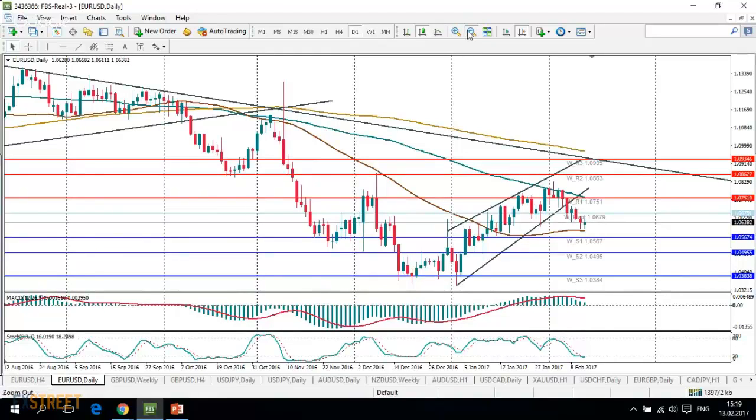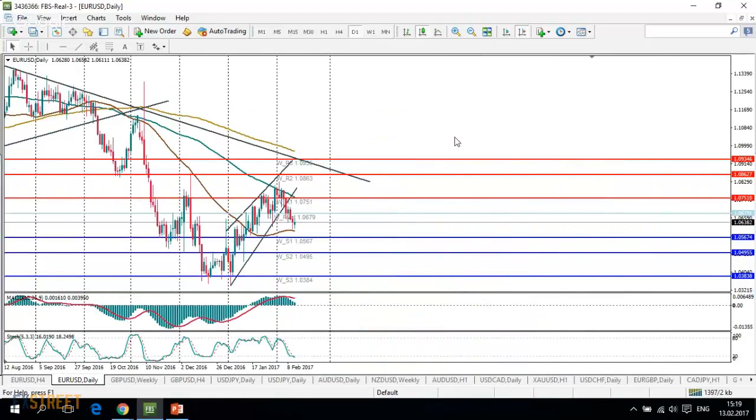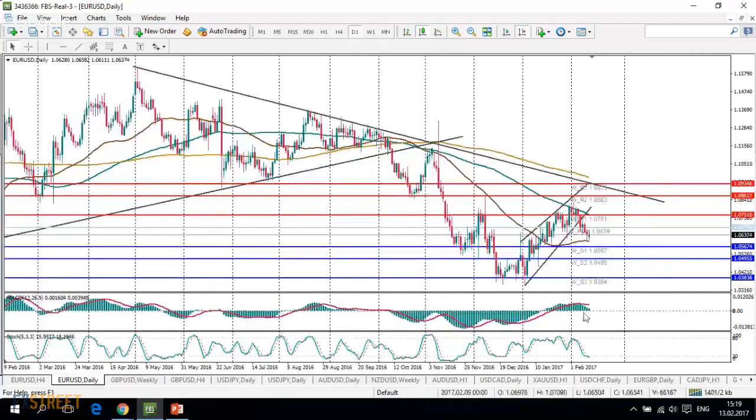All in all, daily indicators show us that the pair is able to continue its way to the downside, although stochastic has reached low levels, and the pair may spend some time above this 50-day moving average before we'll get another swing to the downside and test off these bright blue weekly support levels.